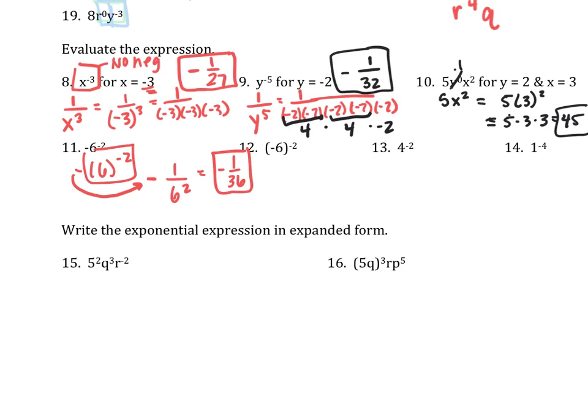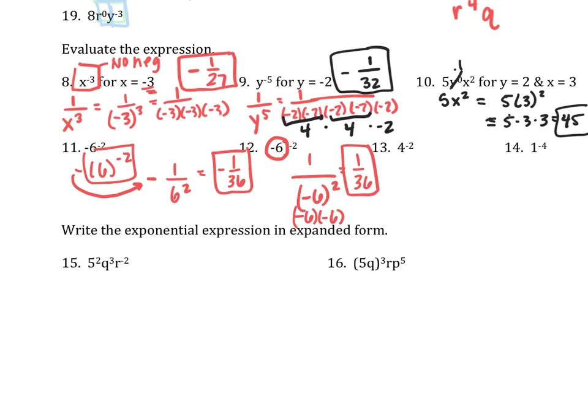Okay? If you compare that to number 12, the entire base gets moved to the denominator and squared. So here we end up with negative 6 times negative 6, which gives us a positive 36. So you really got to watch that base. If it's grouped, the negative sign goes with it. If it's not grouped, it stays outside.